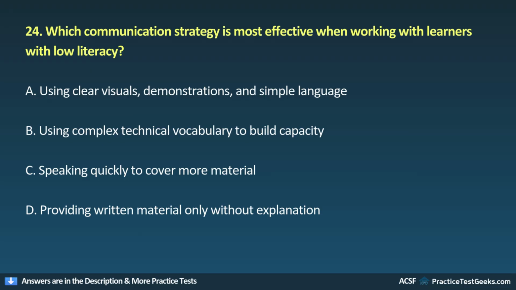24. Which communication strategy is most effective when working with learners with low literacy? A. Using clear visuals, demonstrations, and simple language. B. Using complex technical vocabulary to build capacity. C. Speaking quickly to cover more material. D. Providing written material only without explanation.